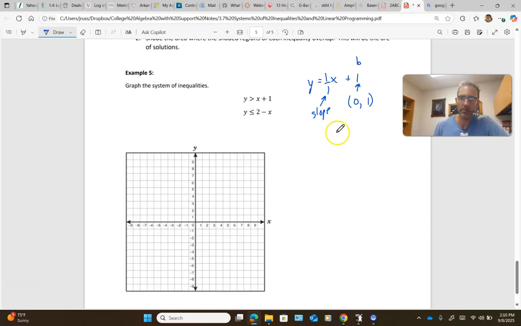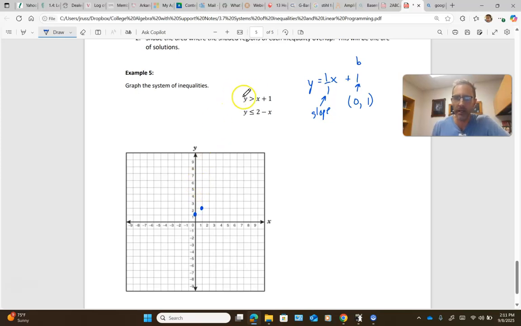So I'm going to plot my y-intercept at 1 on the y-axis. And then my slope dictates that from this point I'm going to go up 1 and run 1. So that'll put me right here.